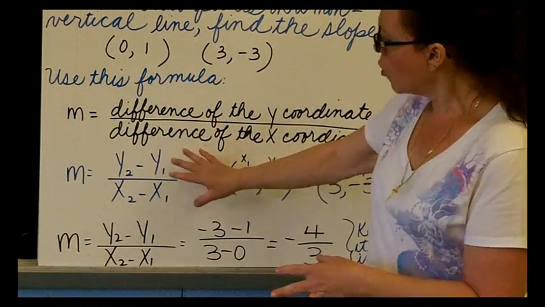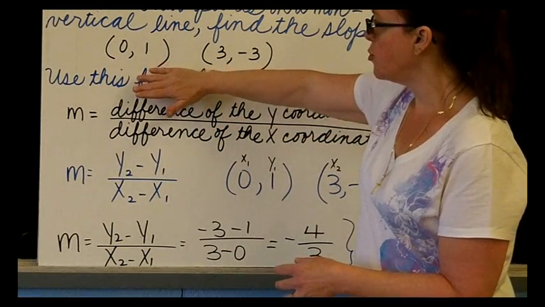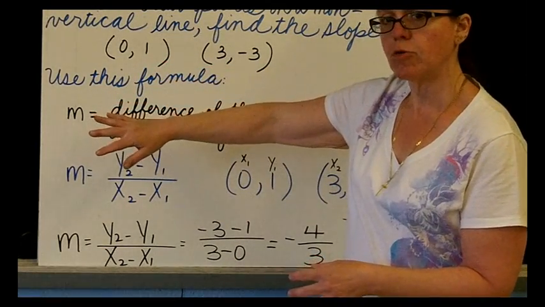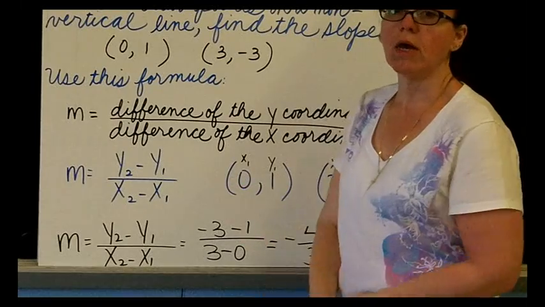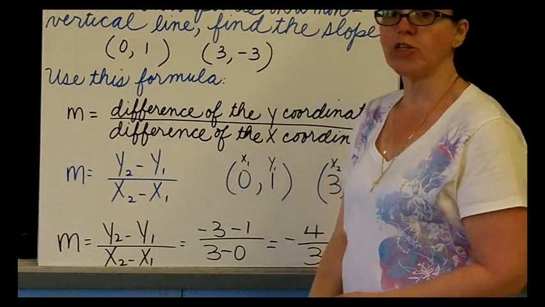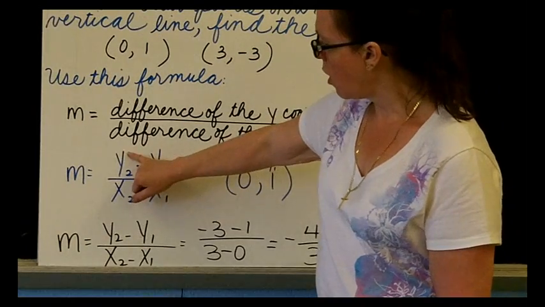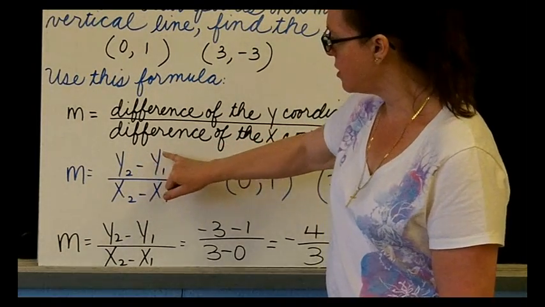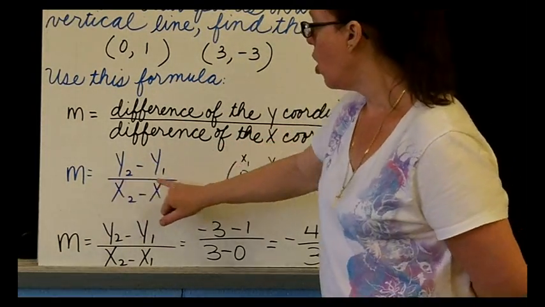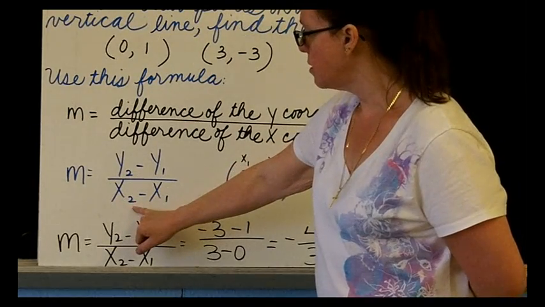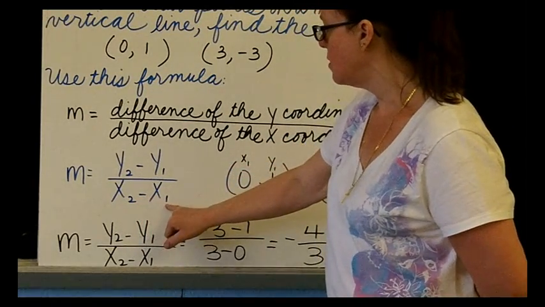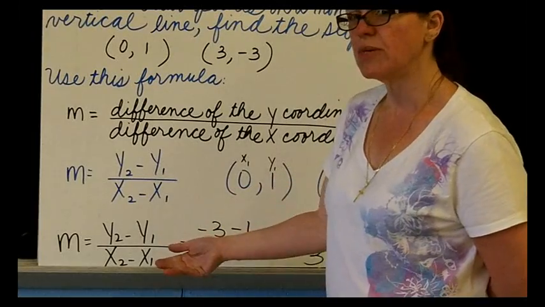So our formula, whenever we're given 2 points and you have to find the slope, and you will even use this moving forward into Algebra 1, is the difference of the y's, which we call y sub 2 minus y sub 1, over x sub 2 minus x sub 1. So what does that mean?